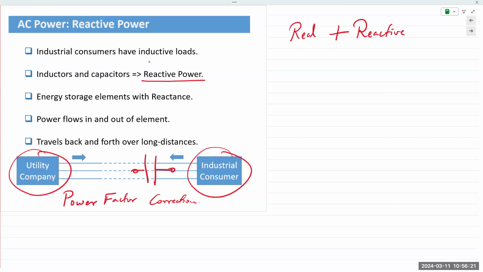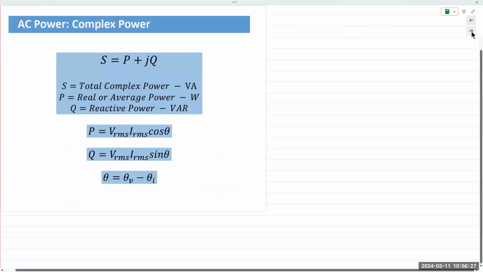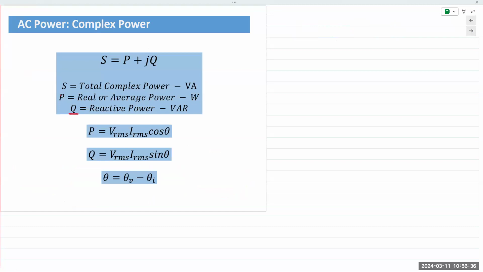Make sense? So let's look at the mathematical equations. We talked about reactive power, so let's just go straight away to that first. Reactive power is represented by the letter Q. Okay, Q. And all of these are uppercase letters.